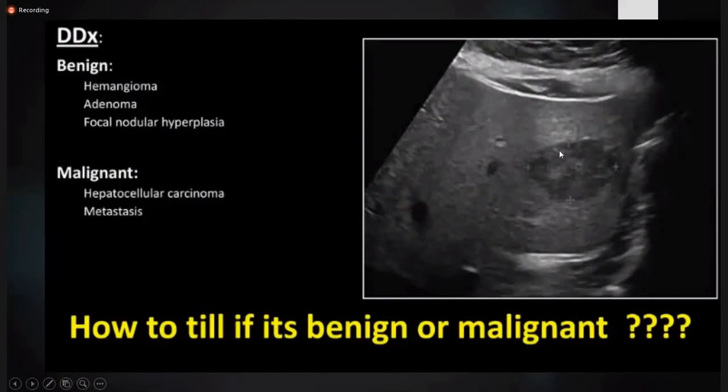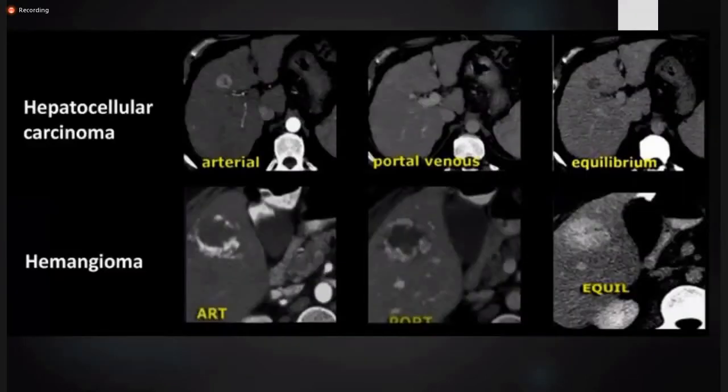So if you see a lesion on an ultrasound, what will you do? It will have multiple differentials. It can be benign: hemangioma, adenoma, focal nodular hyperplasia, and it can be malignant like hepatocellular carcinoma and metastasis. You will prescribe a triphasic CT or an MRI. In our part of the world, CT is more common, so triphasic CT.